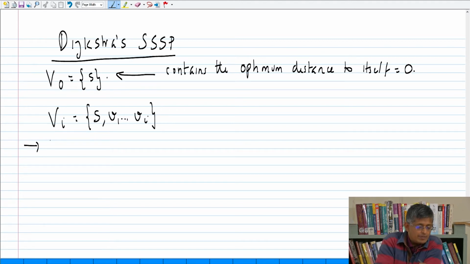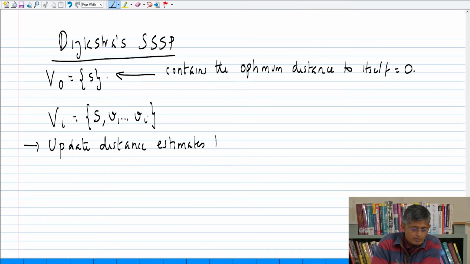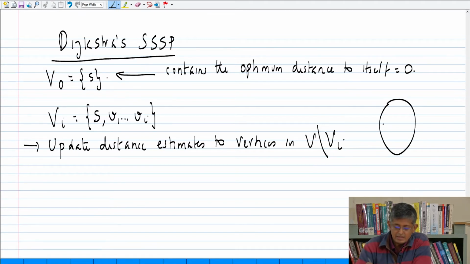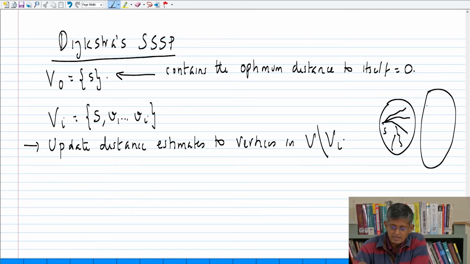The first step is to update. So what is the picture? You have S and you have the shortest path information to a whole set of vertices, and now there is a set of vertices for which you have not calculated the distance estimate. So you look at this particular vertex, and now you are going to update the distance estimate. How are you going to update the distance estimate? Using a crucial property of the shortest path, that if you have the shortest path between 2 points, then you actually have the shortest path between every pair of intermediate points on the shortest path.